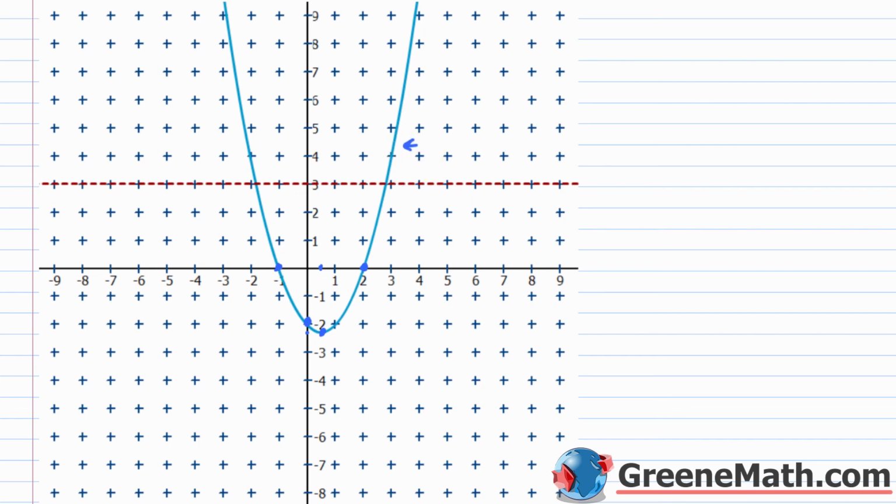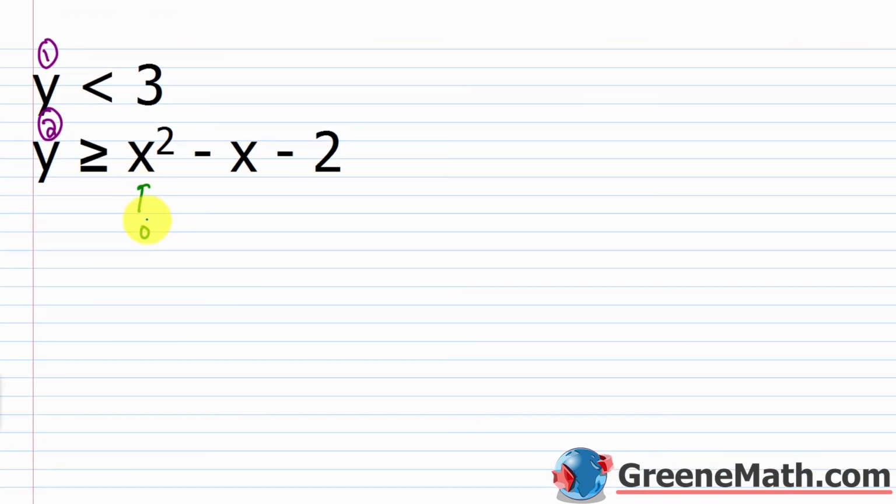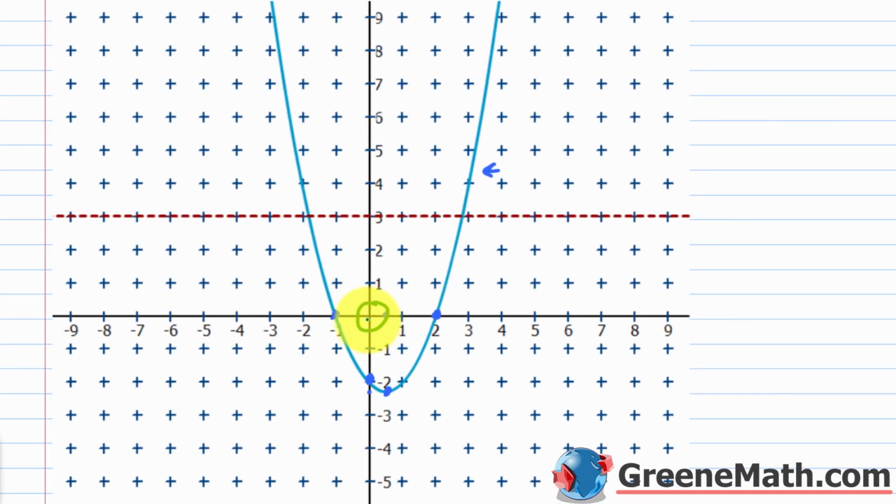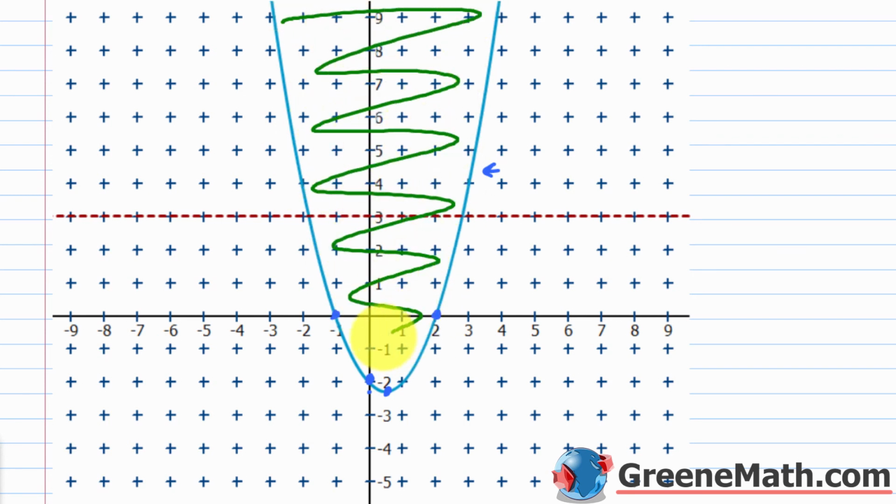Now, let's think about a test point. Let's use (0, 0). If I plugged in a 0 for x and a 0 for y, I would have 0 is greater than or equal to -2. This is true. So that tells me that (0, 0) lies in the solution region. So in other words, anything inside of the parabola would work as a solution for that inequality.